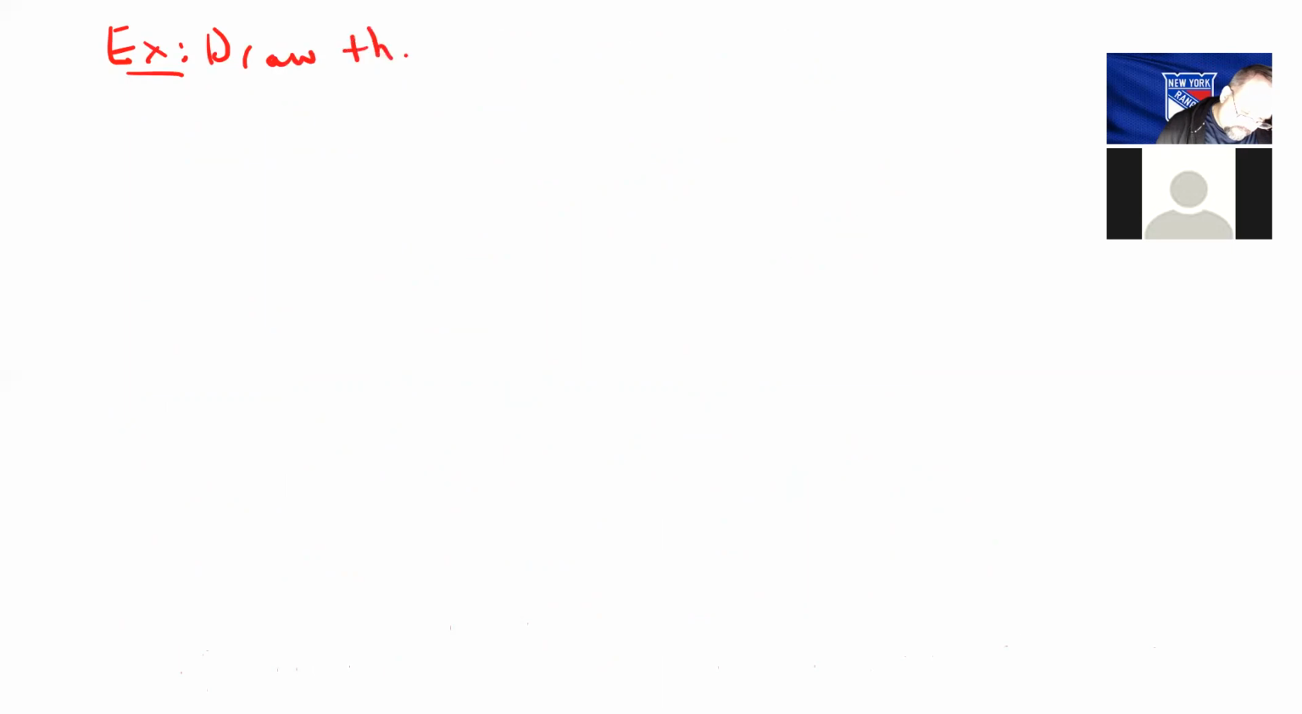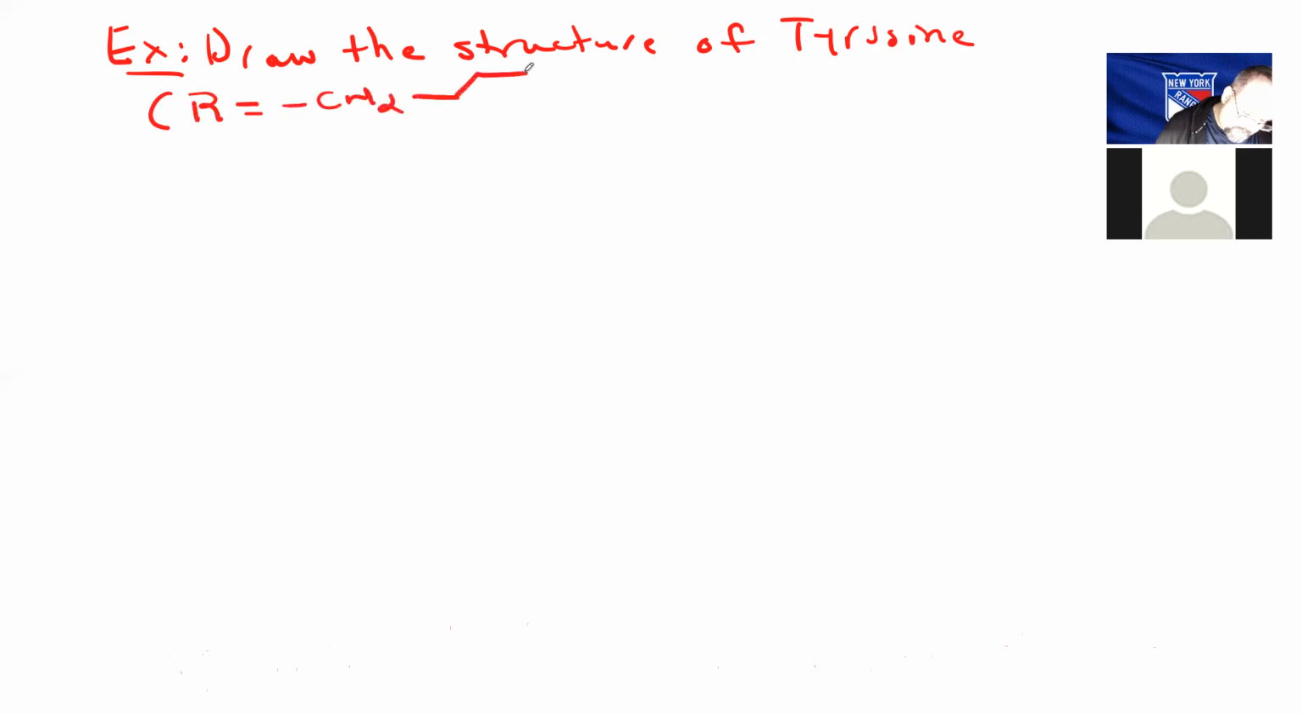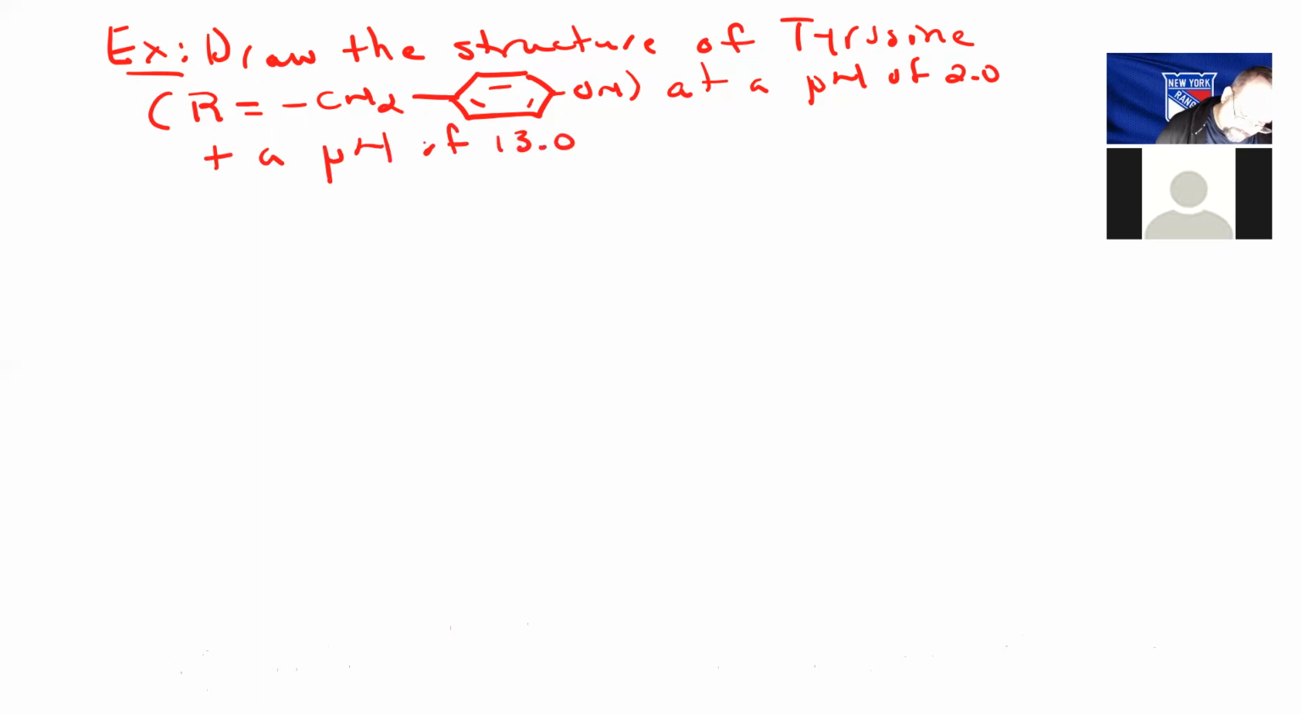Draw the structure of tyrosine, which has the side chain of a CH2 connected to a benzene ring, connected to an OH, at a pH of 2 and a pH of about 13. Okay. So let's start with the pH of 2 first.